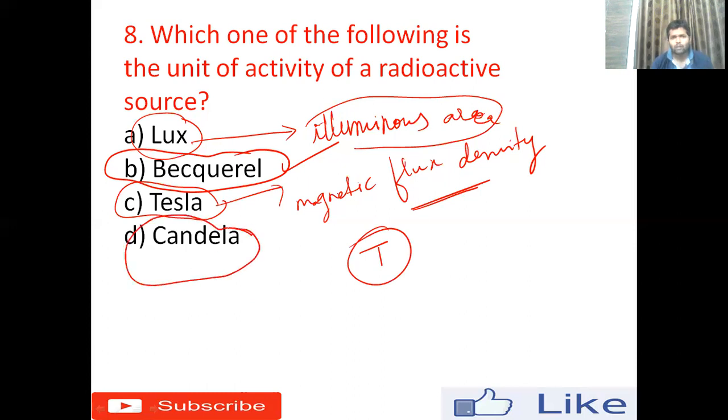Candela is one of the important SI units. If I say any source of light is there, how much light is coming out of that? I have a candle light here, I have a kerosene lamp here. Which one is giving more light? That we have to measure with one particular unit. That unit is called candela. So candela is the SI unit of luminous intensity.